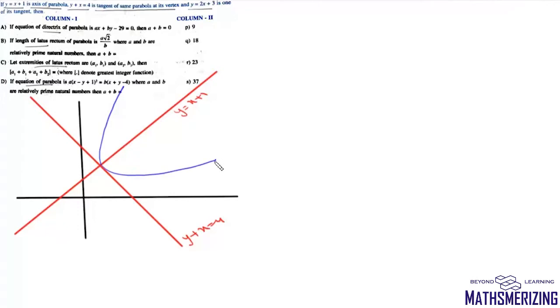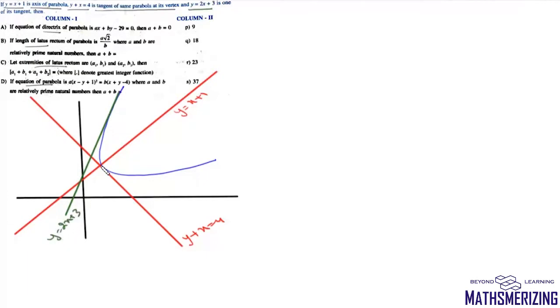Now, how do we solve this question? First, we'll draw this parabola. We have coordinate axes, and then we have this line y equals x plus 1, which is the axis of the parabola. Then we have y plus x equals 4, which is tangent at the vertex, and then we have this parabola. It also says one of the tangents to this parabola is y equals 2x plus 3.